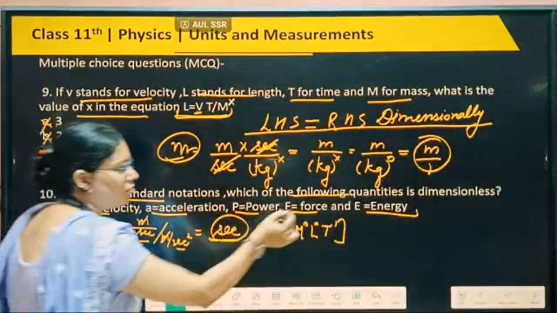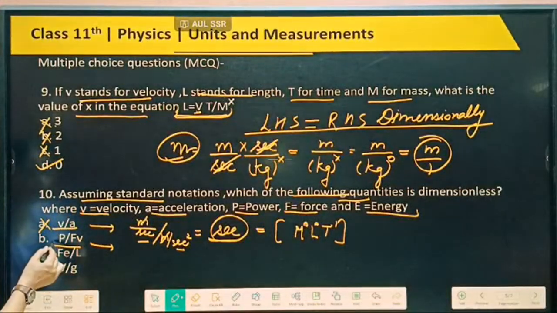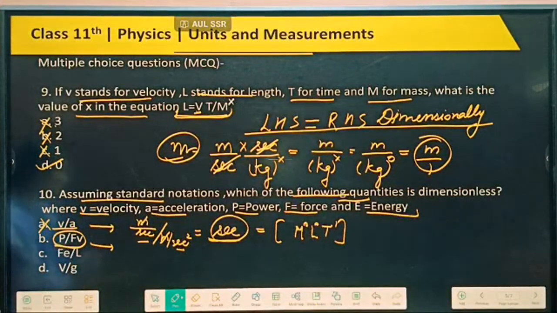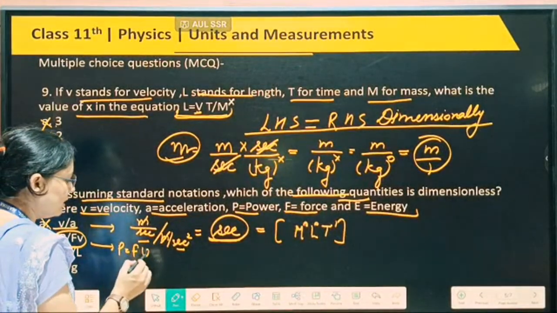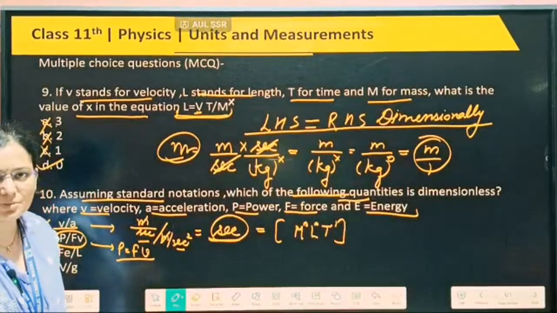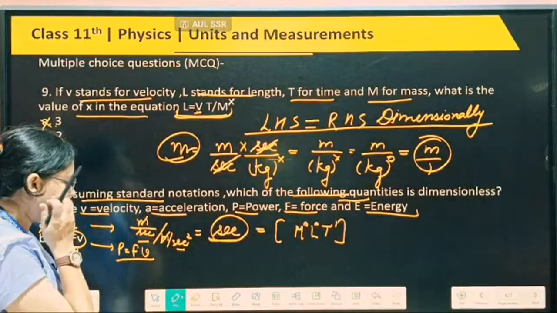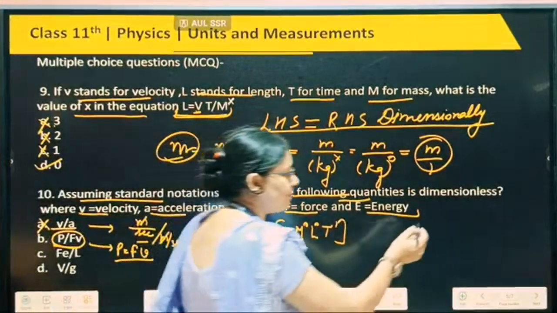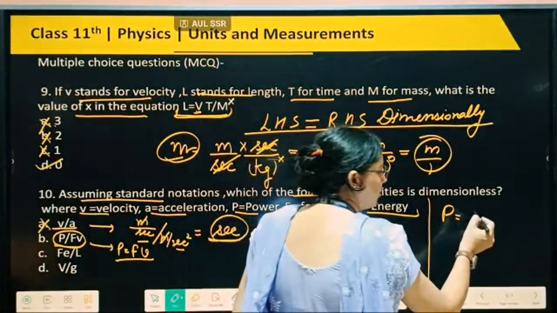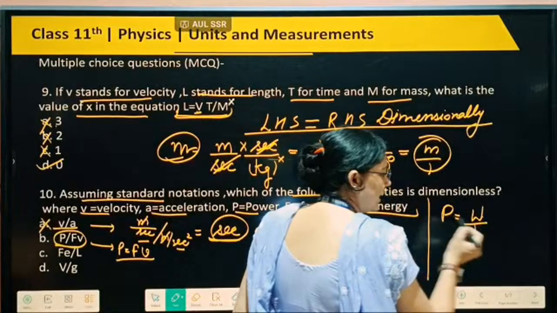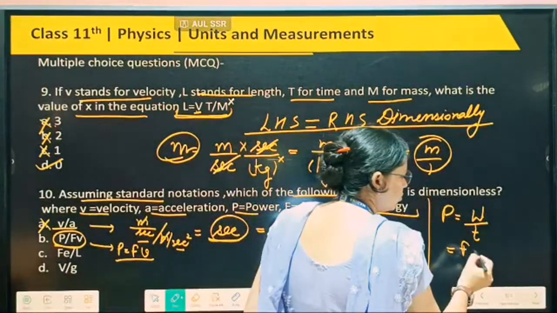Here we have to find out, beta, which quantity is dimensionless. So the next quantity: power by force per unit area. We know about this: power is equal to force into velocity only. Yes or no? How can we write this relation? Remember, power is the rate of doing work, and work we know is force into displacement.